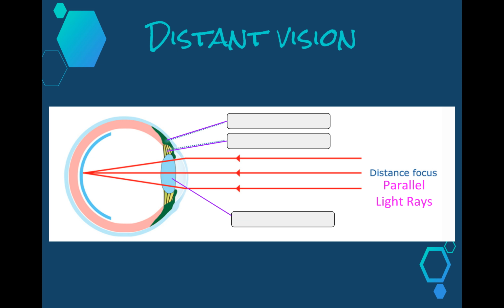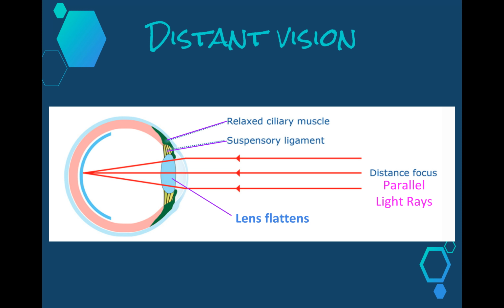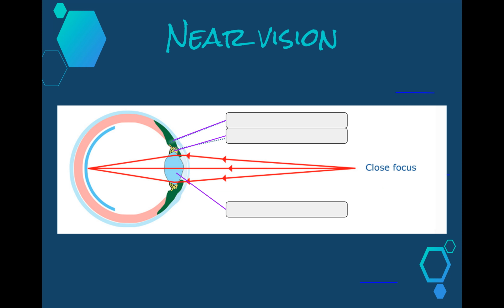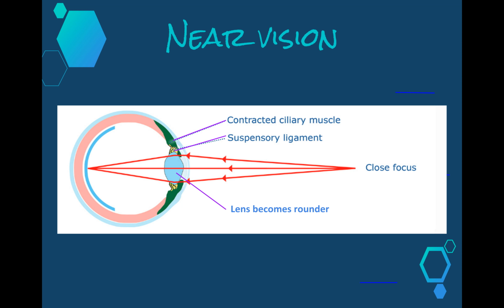So here we can see again, having a look. So we've got our parallel light rays from our distant object. Our ciliary muscles are relaxed. Our suspensory ligaments are therefore taut, and our lens remains flattened. With close focus, we have our light rays that diverge. The muscles are contracted, so they're tight. That causes the suspensory ligaments to slacken and our lens to become rounder.